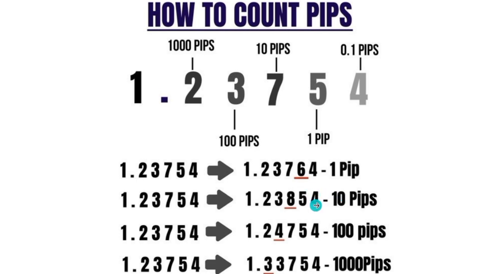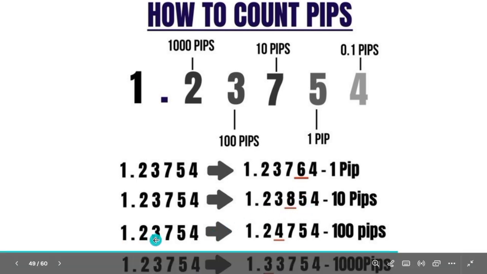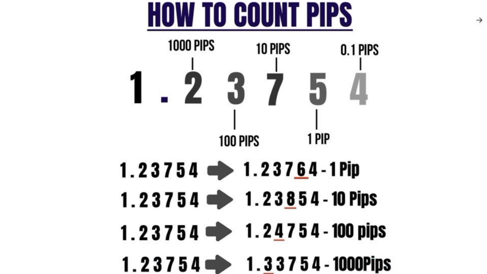Removing this 5, and you will see it will change to the same number. So let's come to this place. We have 1.2375, which gives us 1.24, because you added 100. So you added 100 to it. So this is the one that actually changed. The same thing happens with the 1,000 pips.